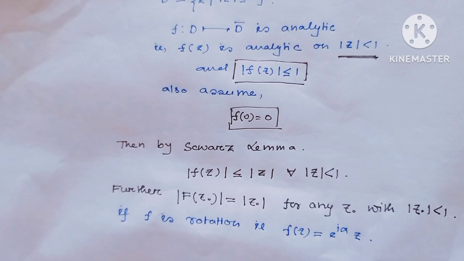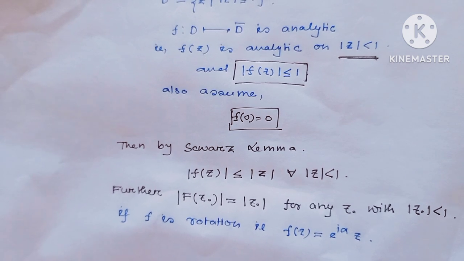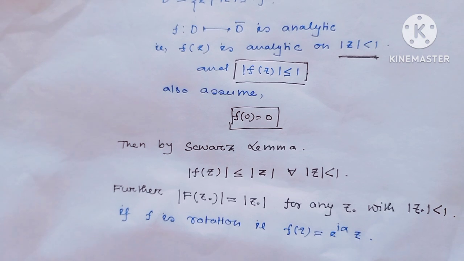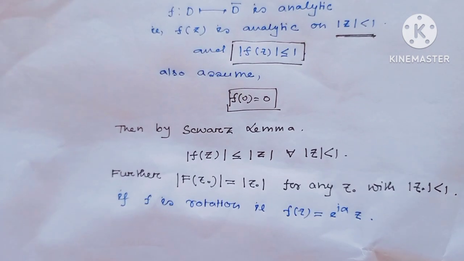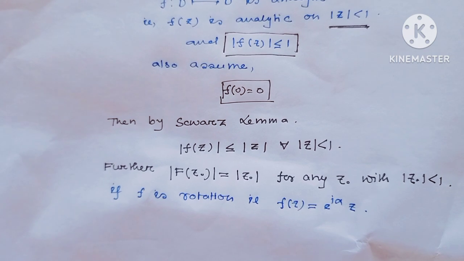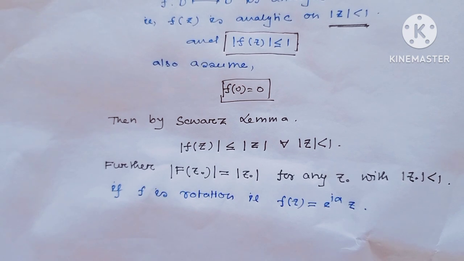Then by the Schwarz Lemma we can tell modulus of f(z) less than or equal to modulus of z, and this is true for all modulus of z less than 1. Further, if modulus of f(z naught) equals modulus of z naught for some z naught with modulus of z naught less than 1, then f is a rotation, that means f(z) equal to e to the power i alpha times z.